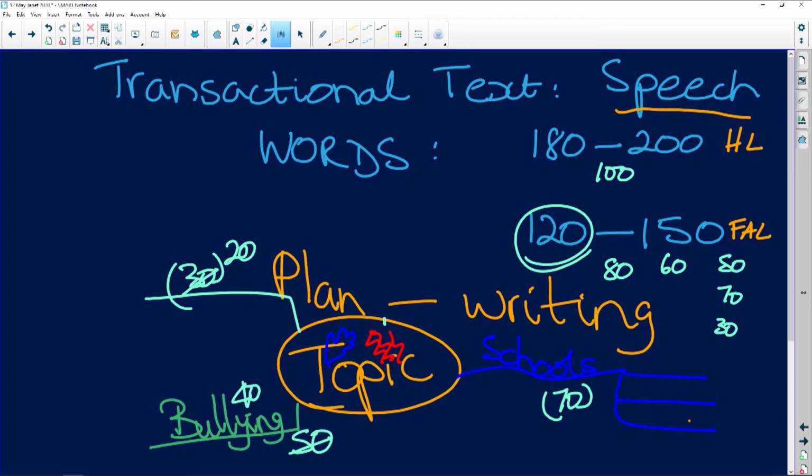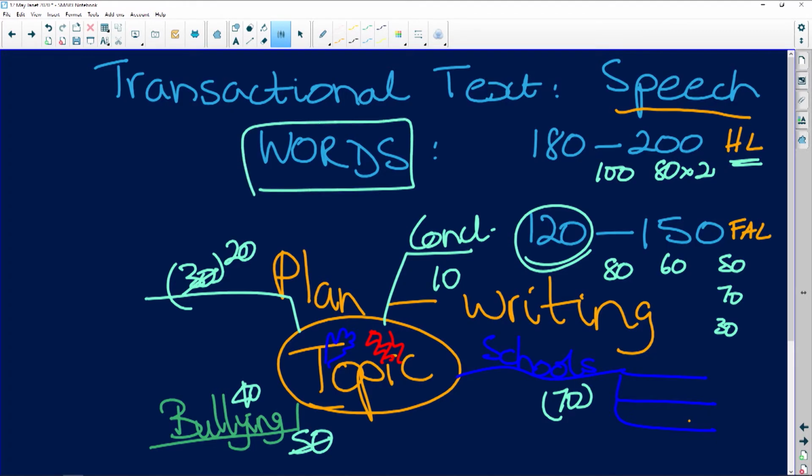So this is why you plan. I need a conclusion. Even if it's 10 words, I need a conclusion. Obviously, in home language, you've got slightly longer. So you could look at 80 times 2, and then an intro and a conclusion would still bring you to 75. You need to plan. You need to think carefully about what you're going to write and how many words. And you need to think about the length and the focus.